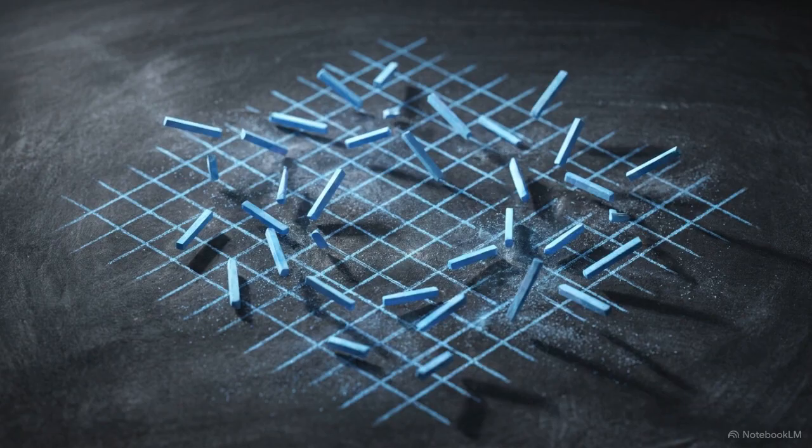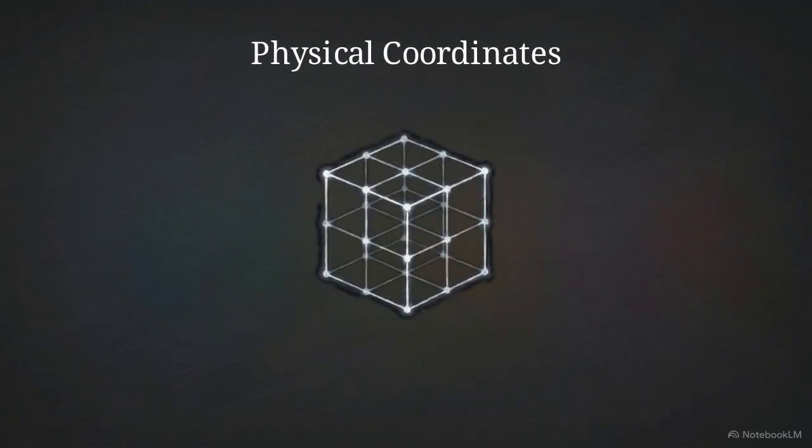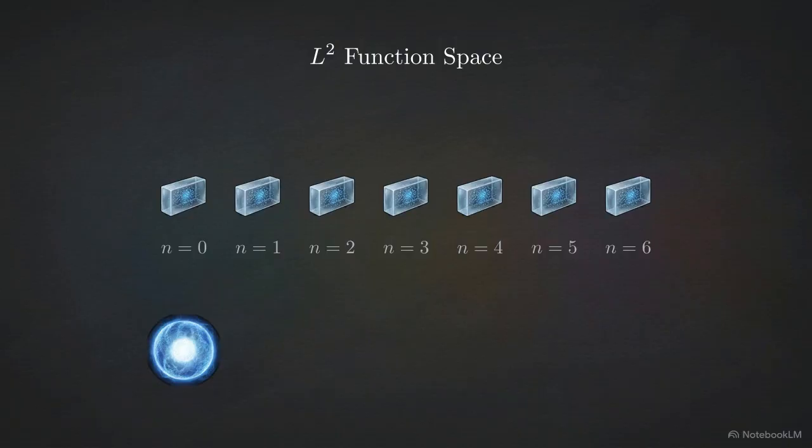The alternative proposed in this research bypasses the physical grid entirely. Instead, the authors extend the time-independent J-matrix scattering approach to the time-dependent Schrödinger equation. Rather than mapping the wave function to physical coordinates, the continuous wave is expanded into an abstract square integrable L2 function space. Here, the system is divided into discrete mathematical blocks, indexed by the integer n.